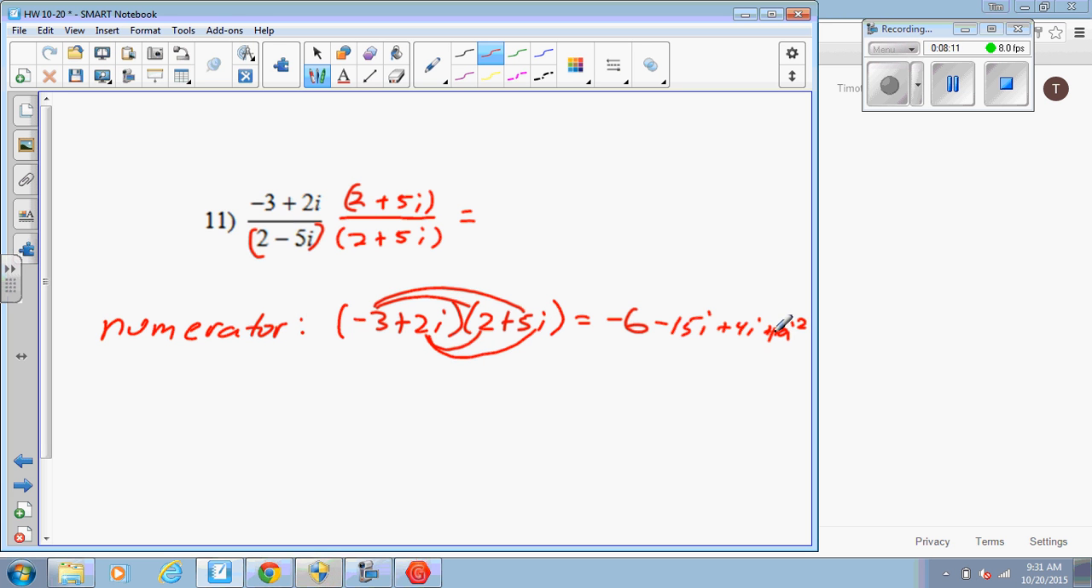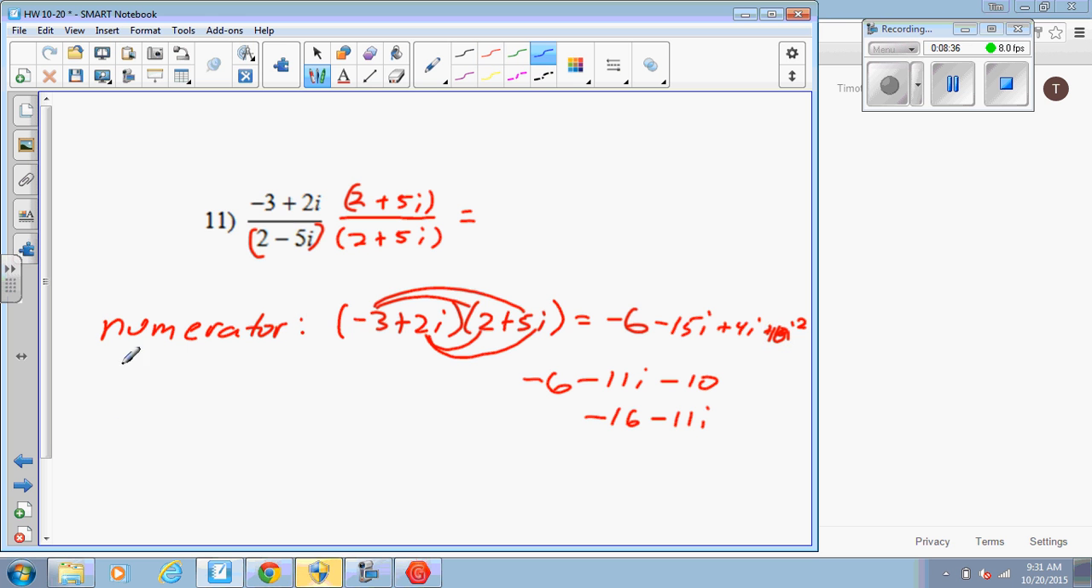It's 10. So now when I combine like terms, I'm going to say negative 6 minus 11i plus 10i squared is minus 10. So that's going to be negative 16 minus 11i. So that's the numerator.